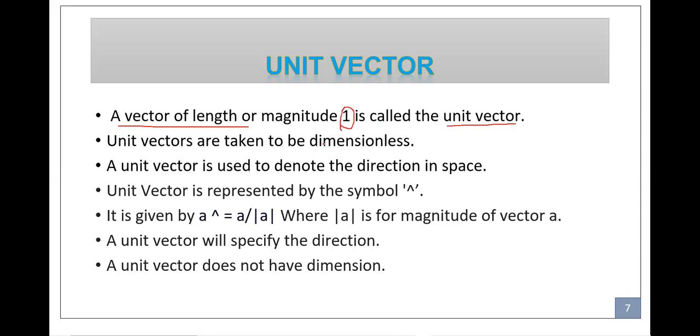Okay, unit vectors are taken to be dimensionless. Okay, so you will not have any dimensions to the unit vector. You will have only the magnitude. You will not even have the direction. You will not even have the dimension for it. Okay, you will have only the magnitude. A unit vector is used to denote the direction in space. Yes, so only in space it will be used to denote the direction. Otherwise, it is only the magnitude for a unit vector. Okay, so how will you represent a unit vector?